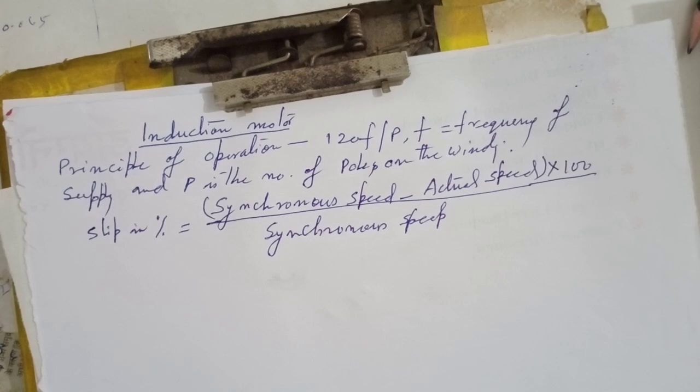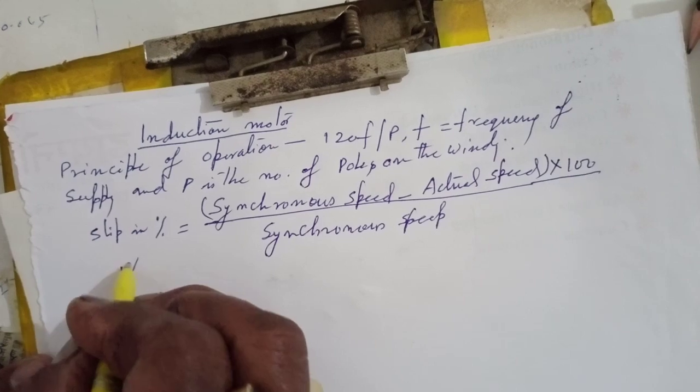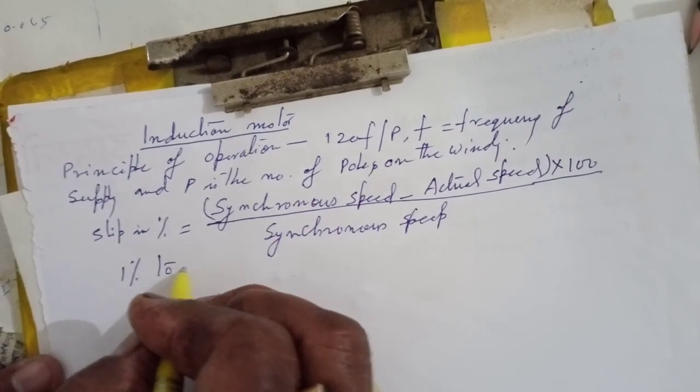Slip in percentage in a normal induction motor varies from 1 to 2%.